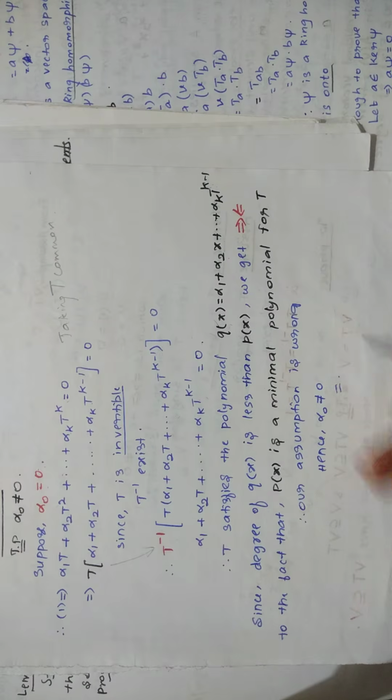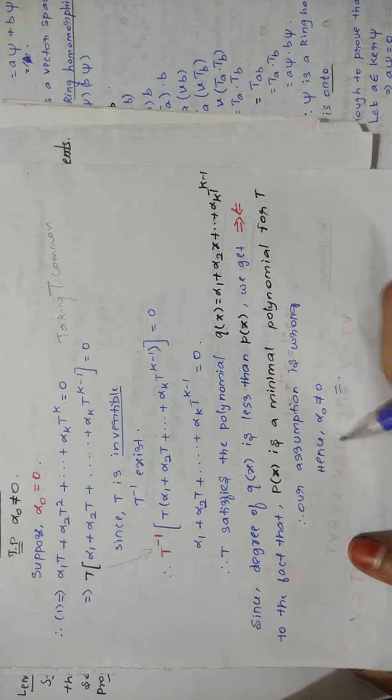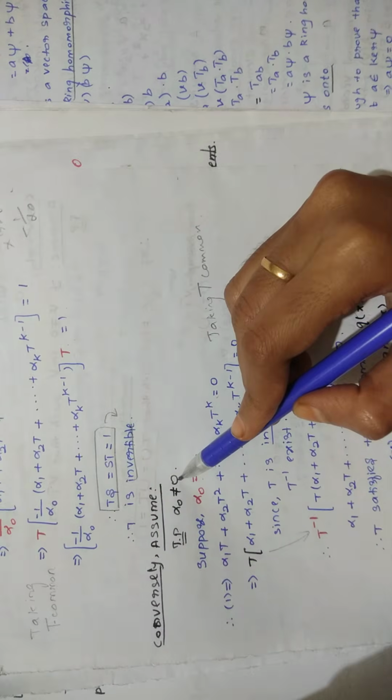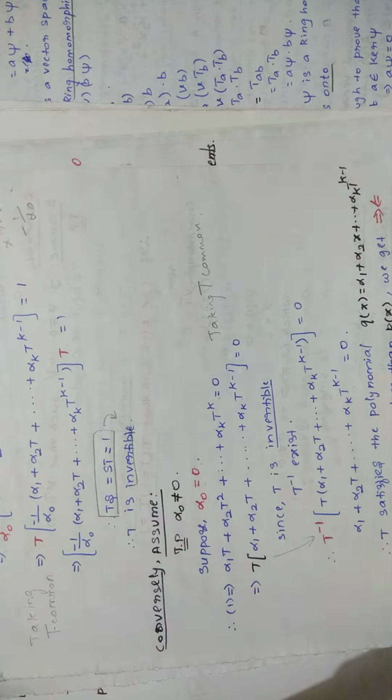Therefore you can say our assumption is wrong. Therefore you get alpha naught not equal to 0. This is what you have to prove in this part, right? So you have proved what they asked us to prove. So hence the proof.